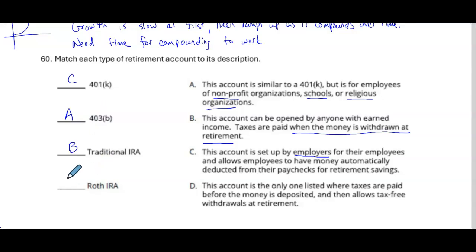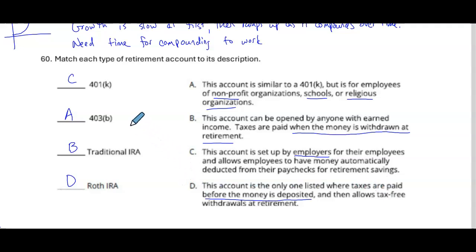And that does leave Roth IRA for D, but let's look at that. The account is the only one listed where taxes are paid before the money is deposited. Okay, that is the benefit. It's going to grow tax-free as you go.